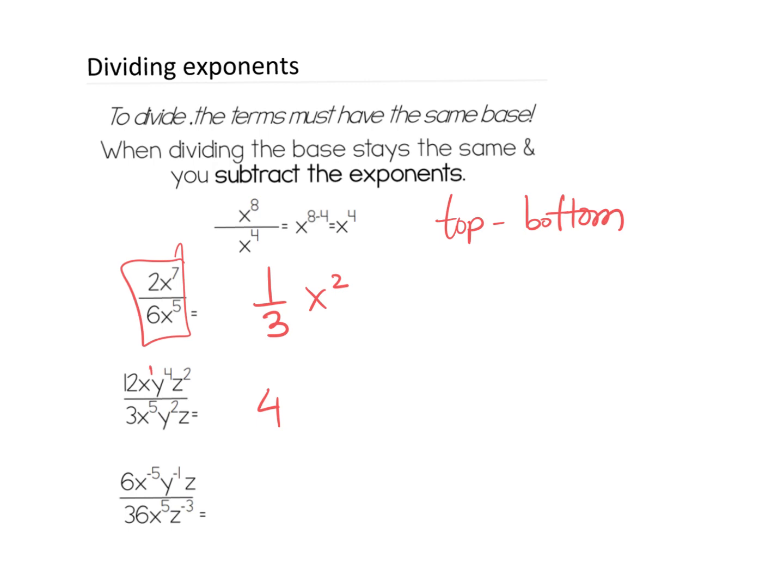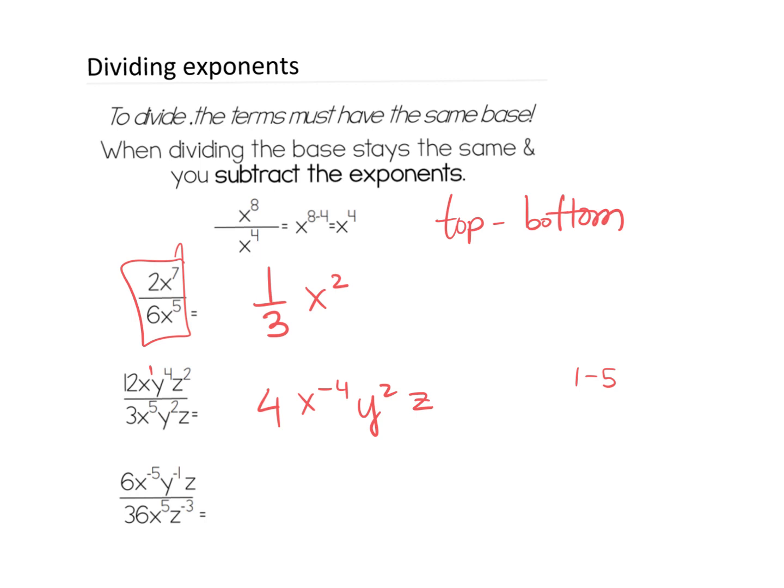x to the 1st divided by x to the 5th. So we have 1 minus 5, and 1 minus 5 is negative 4. And then y to the 4th divided by y squared. You get y squared because 4 minus 2 is 2. z squared divided by z, you get z.